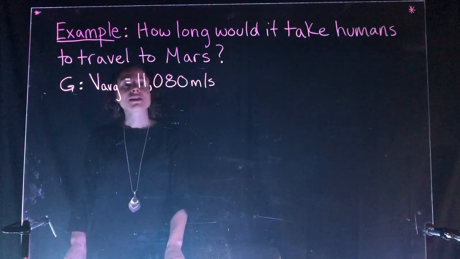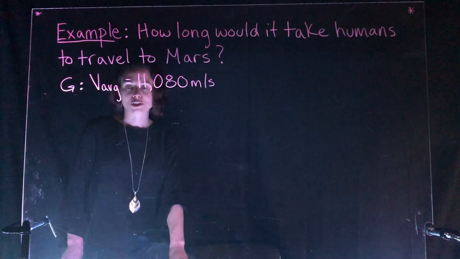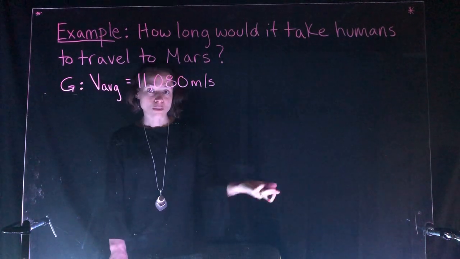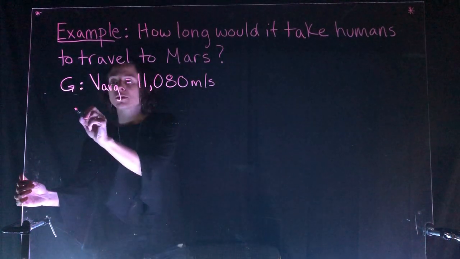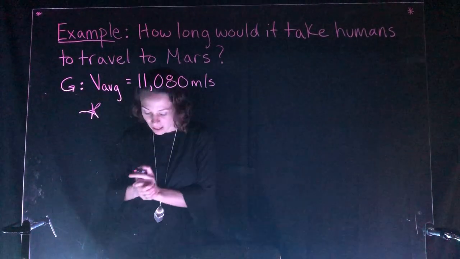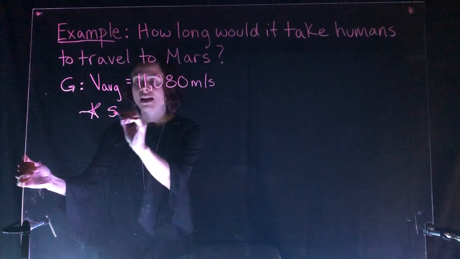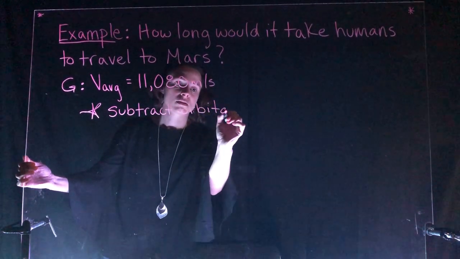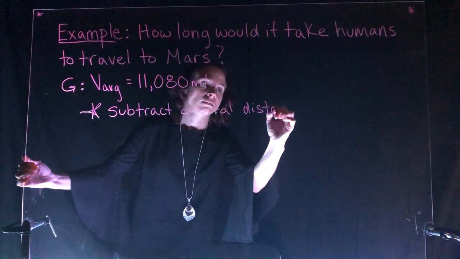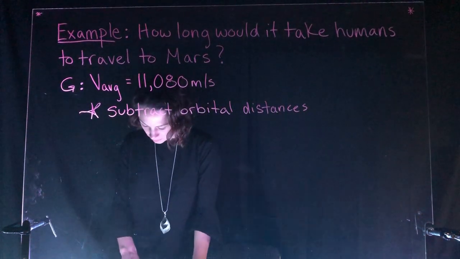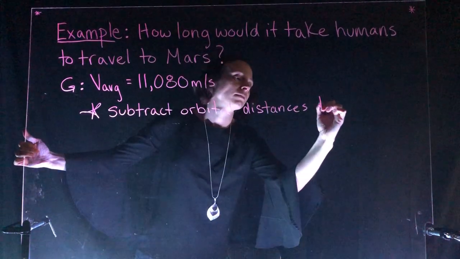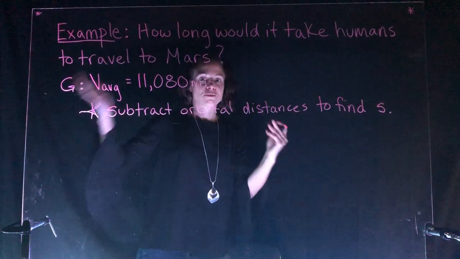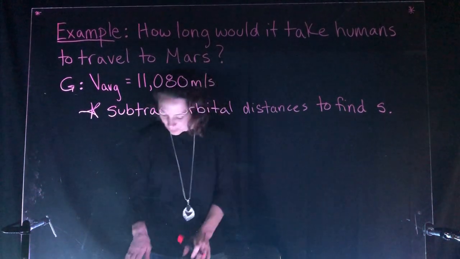We do not know, you might actually, but we have to show how we know our distance from Earth to Mars. To do that, and this is something that you'll have to remember, you are going to subtract the orbital distances to find the distance from Earth to the planet that we're trying to get to.